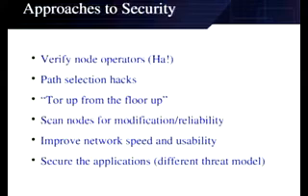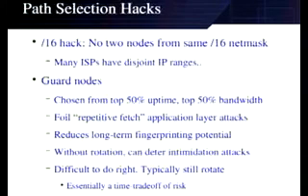Node scanning is one way that we can try and detect people who are maliciously modifying content, maliciously modifying circuits and failing circuits, or trying to do guard node bias and such things. Improving network speed and reliability is also an important property to try and encourage more users to use Tor, and securing the applications is sort of the answer to application layer attacks. Unfortunately, we're dealing with a different threat model there, so there are some subtleties that need to be addressed.